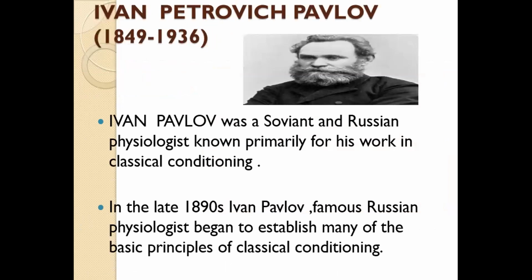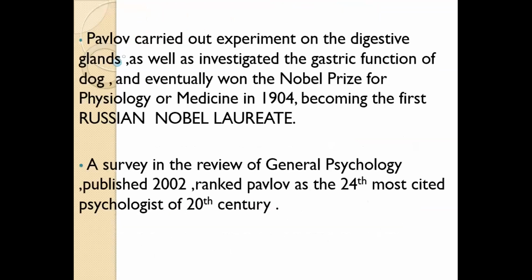Ivan Pavlov was a Soviet and Russian physiologist known primarily for his work in classical conditioning. In the late 1890s, Ivan Pavlov, the famous Russian physiologist, began to establish many of the basic principles of classical conditioning. Pavlov carried out experiments on the digestive gland as well as investigated the gastric function of the dog, and eventually won the Nobel Prize for Physiology or Medicine in 1902, becoming the first Russian Nobel laureate. A survey in the Review of General Psychology, published in 2002, ranked Pavlov as the 24th most cited psychologist of the 20th century.